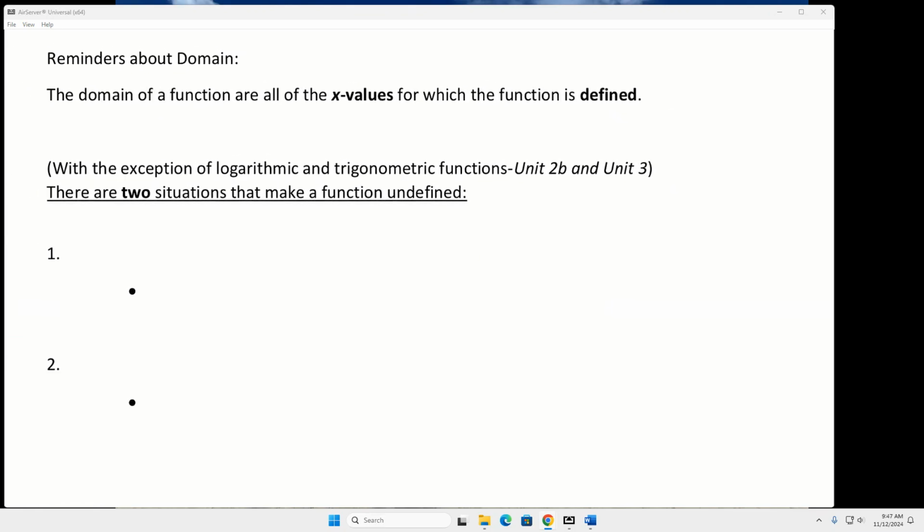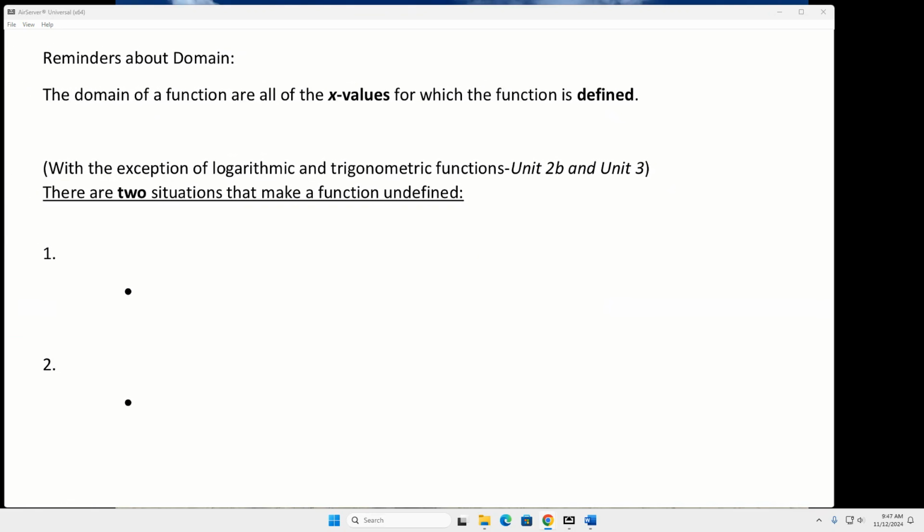So just the functions we've talked about so far, we haven't talked about logarithms yet, so there won't be any logarithms on here. And we haven't talked about the trigonometric functions yet, so there won't be any of those on here. If we take out those, there's only two situations that make a function undefined. So what can you not do mathematically? Or if you tried to do it, your calculator would give you an error. Just two things. What about the zero? What can you not do with zero?